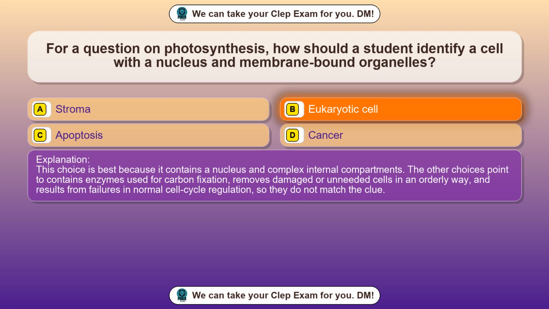This choice is best because it contains a nucleus and complex internal compartments. The other choices point to contains enzymes used for carbon fixation, removes damaged or unneeded cells in an orderly way, and results from failures in normal cell cycle regulation, so they do not match the clue.